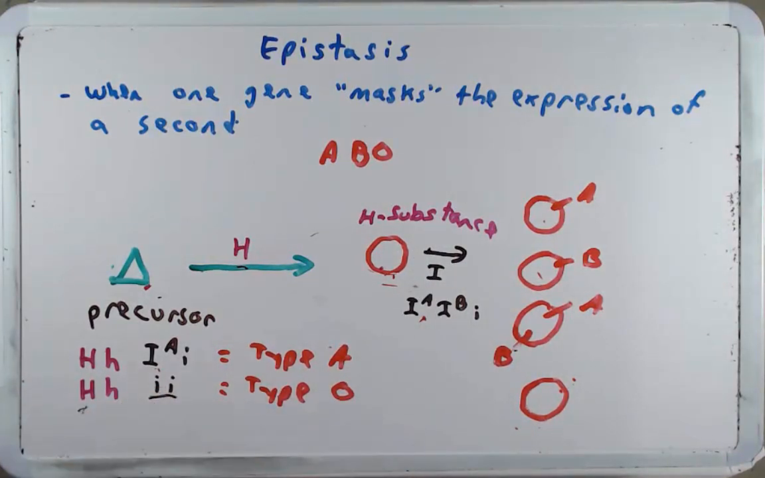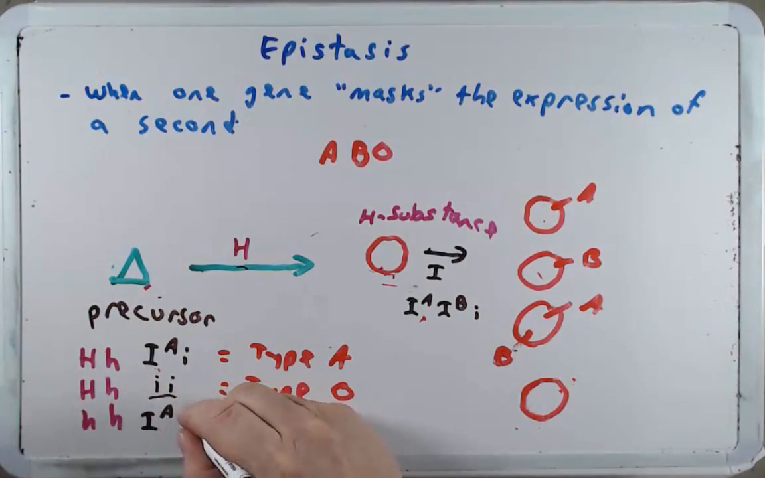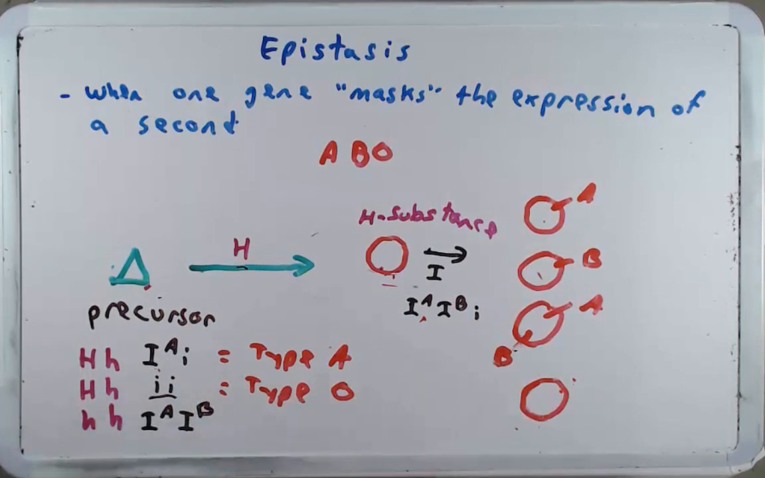Now, let's complicate it and say, what if somebody had this genotype? Little h, A, and let's give it a B. What is its phenotype? And if you want to hit pause and think about this for a little bit, try to come up with some possible answers. Okay, well, if you hit pause, welcome back. If you didn't hit pause, let's just move forward and talk about this.